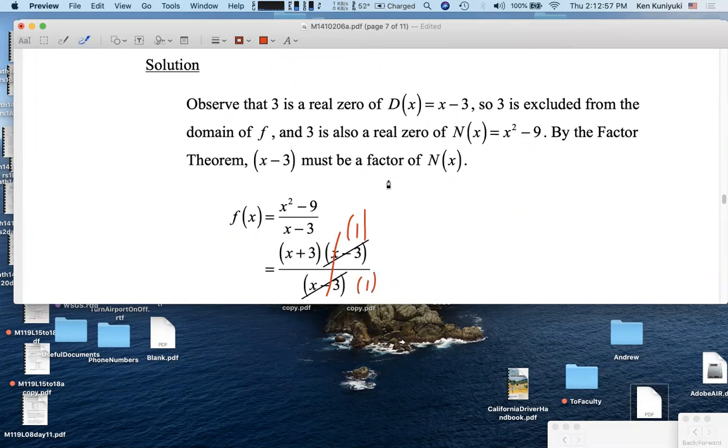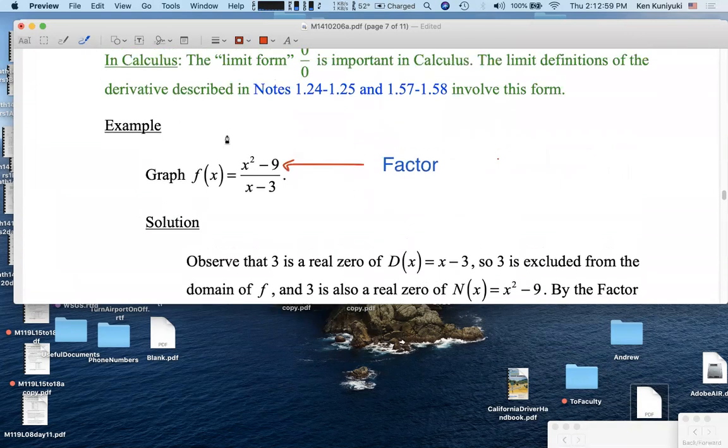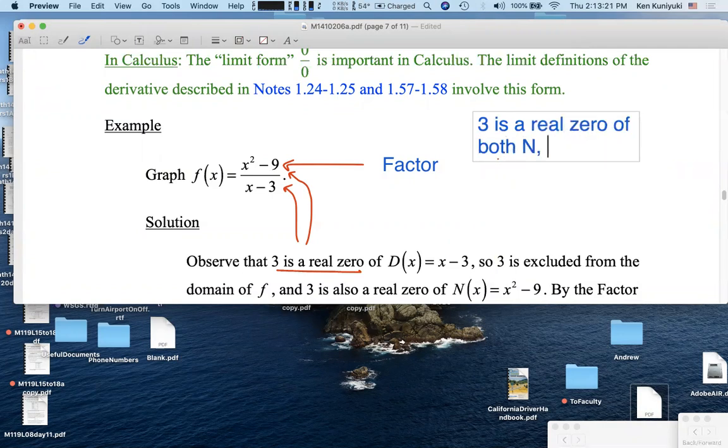By the way, something you may have observed, that 3 is a real zero for both the numerator and the denominator. If you plug 3 in for x in the top and the bottom, you get 0 on the top and the bottom. So notice that 3 is a real zero of both the numerator and the denominator. So what do we have at x equals 3?